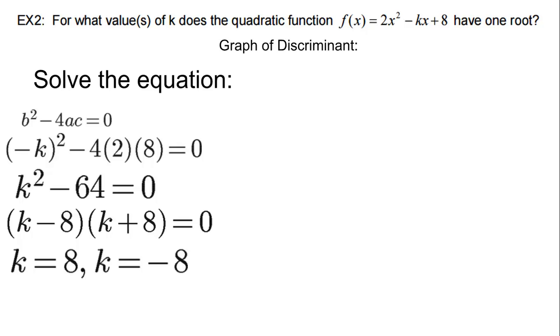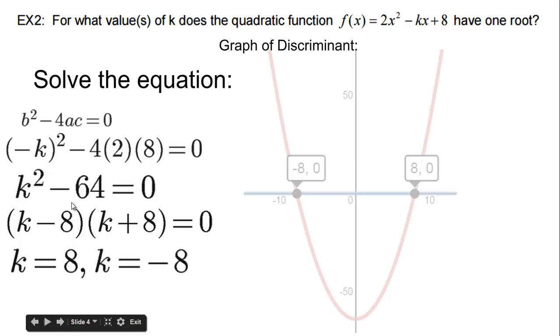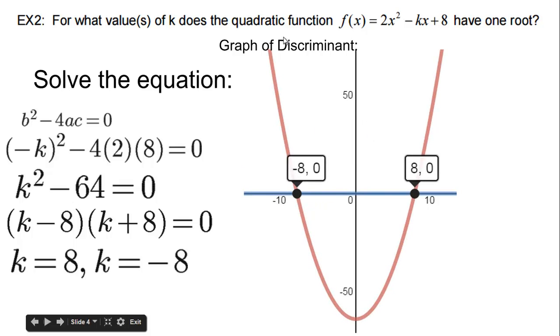If we graph the discriminant, not the function, the discriminant, it would have zeros of -8 and +8. It would open up, and it would have a step pattern of over 1, up 1. It would have a vertex of 0, -64, and the y-intercept would be at -64. If we graph that, this is what we get. These two values here are where the discriminant equals 0. So you can see that the height of the discriminant equals 0.